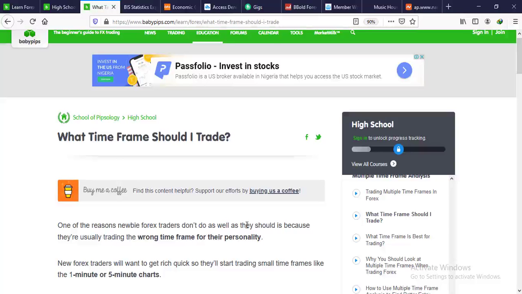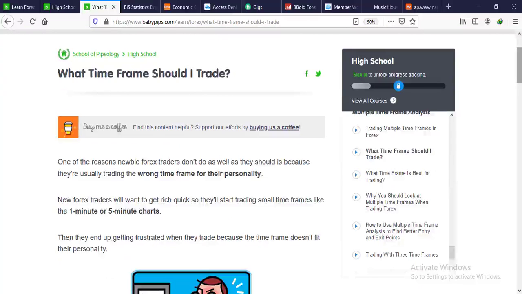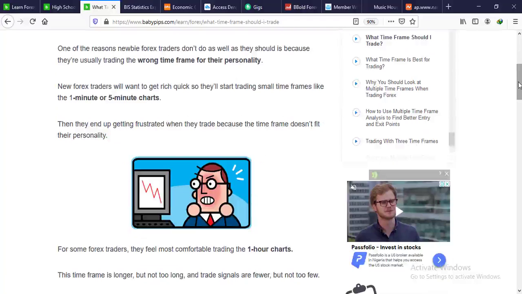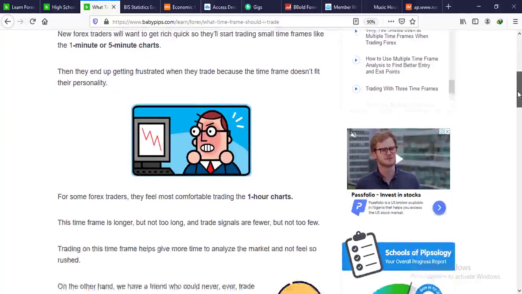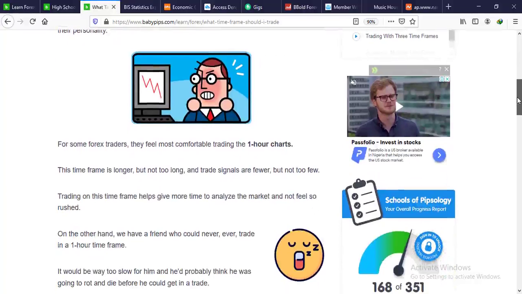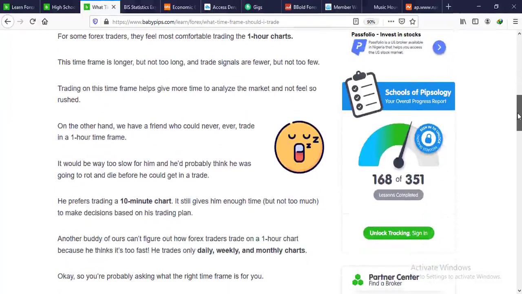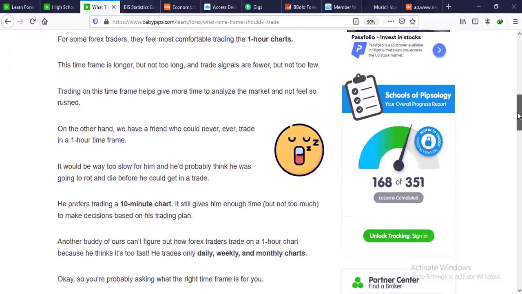So what time frame should I trade? One of the reasons newbie forex traders don't do well as they should is because they are usually trading the wrong time frame for their personality. New forex traders will want to get rich quick, so they'll start trading small time frames like 1 minute or 5 minute charts. Then they end up getting frustrated when they trade because the time frame doesn't fit their personality. Some traders are very okay and comfortable with 1 hour charts. Another trader will feel like, oh my goodness, I'm going to burn out before I take a trade.